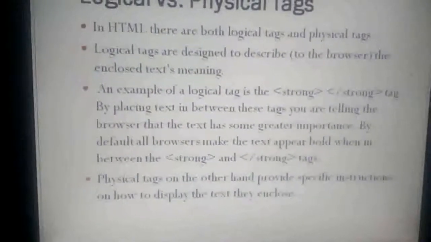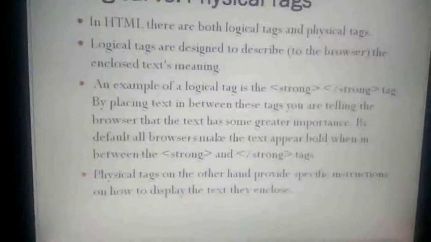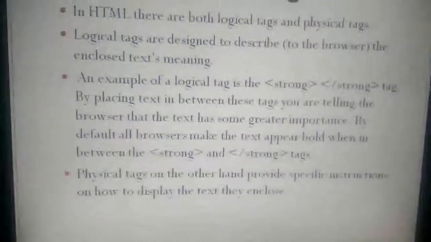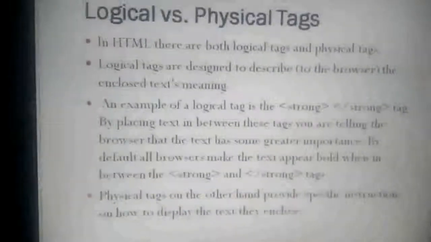This example will be given forward in the next slide. So we move on to that. So examples of physical tags include small b, which makes the text bold, big, which makes the text usually one size bigger than what's around it, and i, that is, which makes text italics.